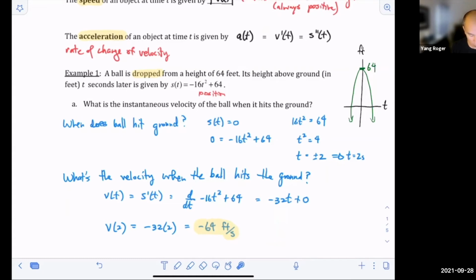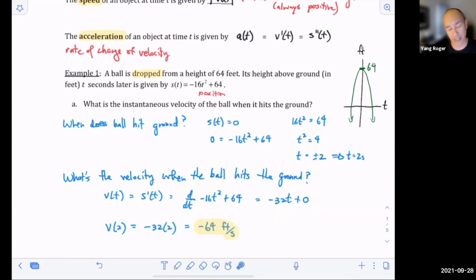So we want to know the instantaneous velocity. When you see the word instantaneous velocity, you have to think derivative of the ball when it hits the ground. So you have to do a sub-problem first, which is figure out when the ball hits the ground. That's a position thing. Hitting the ground means the position is 0. So we set this position function equal to 0, and then we solve it. When we solve it, we get plus or minus 2.